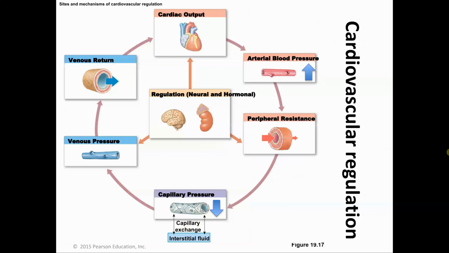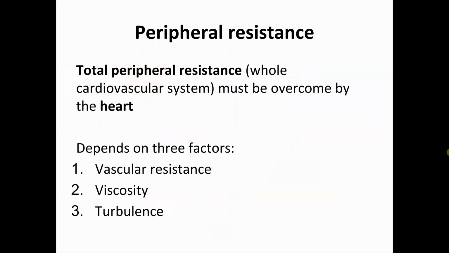So we've talked about the regulation that can happen directly at the heart with cardiac output, but the blood in the rest of the body can be regulated as well. And that'll regulate things like venous return. Then the reason that the heart has to beat is because there's peripheral resistance. So the cardiovascular system provides resistance to the blood. So the heart has to beat hard enough that the blood can move through the entire cardiovascular system.